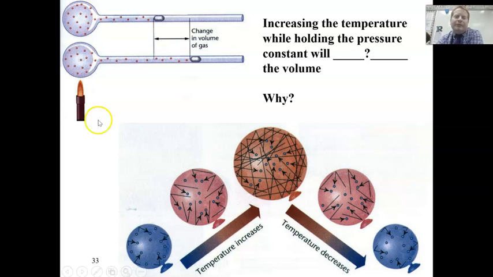So, in our image up here, we are keeping the number of particles constant. We're not adding more particles in, so n is constant, n is the number of particles. We are keeping our P, our pressure, constant as well. So when you heat up a container like this or a balloon, the only way for the pressure to stay constant is if the volume of the container expands.